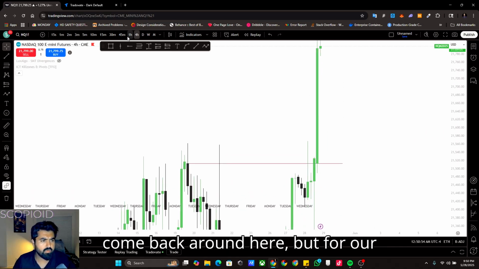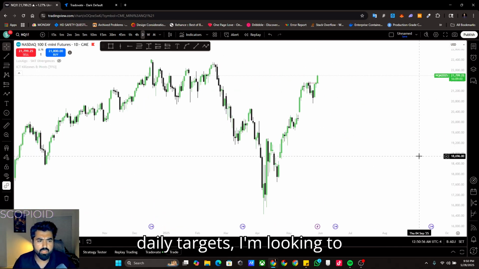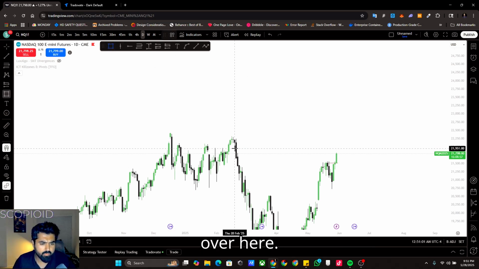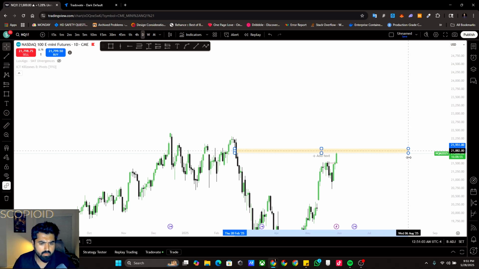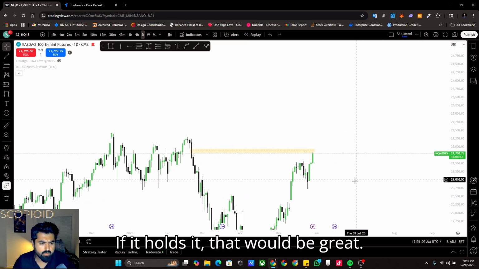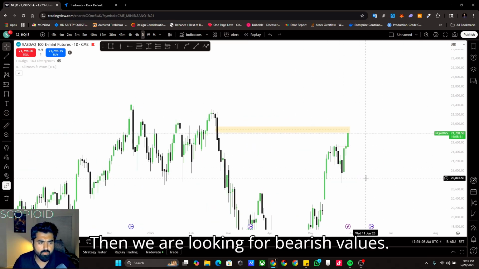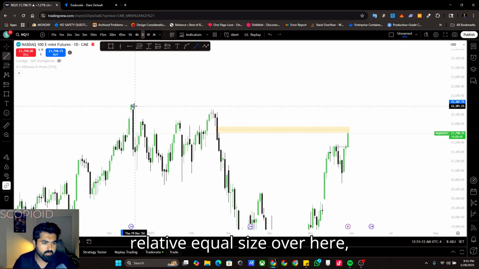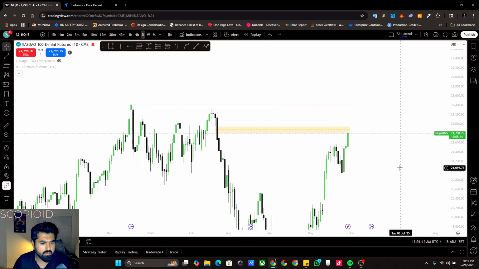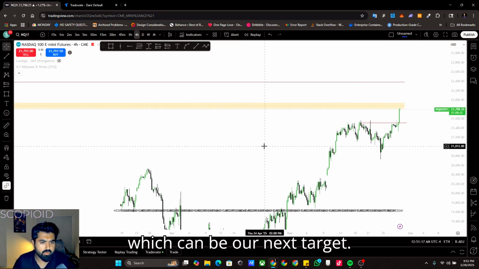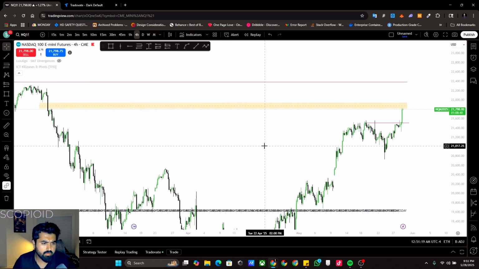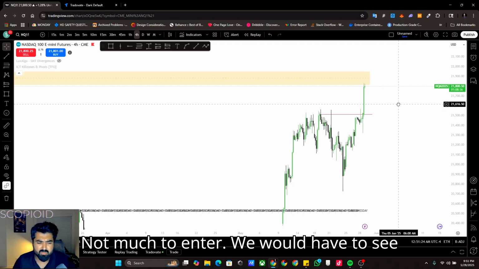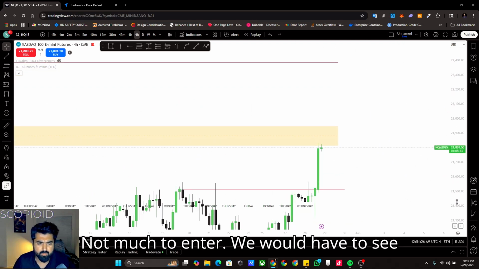It can come back around here, but for our daily targets, I'm looking to see if it will hold this fair value gap over here. If it holds it, that would be great. Then we are looking for bearish values. Otherwise, we have relative equal lows over here, which can be our next target. Not much to enter. We would have to see what happens tomorrow.